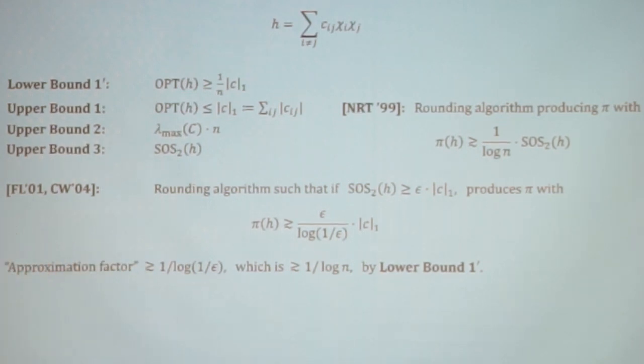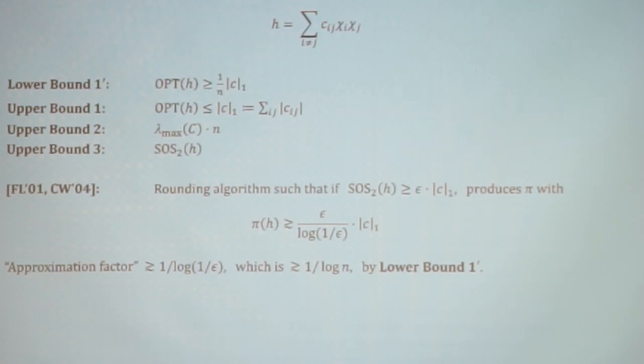But as I mentioned, it's always better than this one because this epsilon is never worse than 1 over n, because of this thing. Opt is always at least 1 over n times this L1 norm, so SOS is always at least 1 over n times this L1 norm. So this epsilon is never worse than 1 over n, which means this factor is never worse than log n. So it's at least as good as this one, which means we can just forget about this one. Yeah, and this is quite nice.